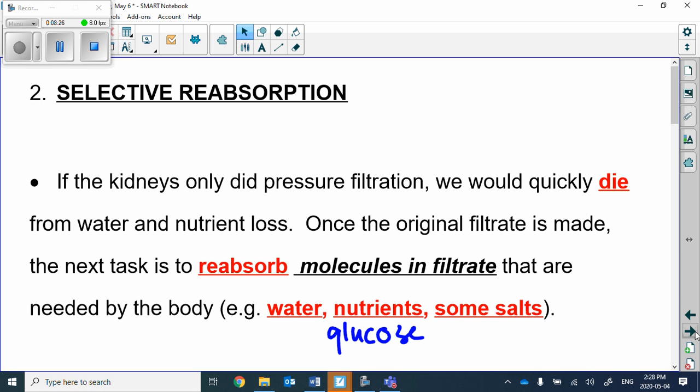Oh, there we go. Selective reabsorption. So if the kidneys only did pressure filtration, again, we would die from water and nutrient loss. So once that original filtrate is made, the next task is to reabsorb molecules from that filtrate back into our blood that are needed by our body. So water, nutrients, and again, I've written glucose under there, and some salts.